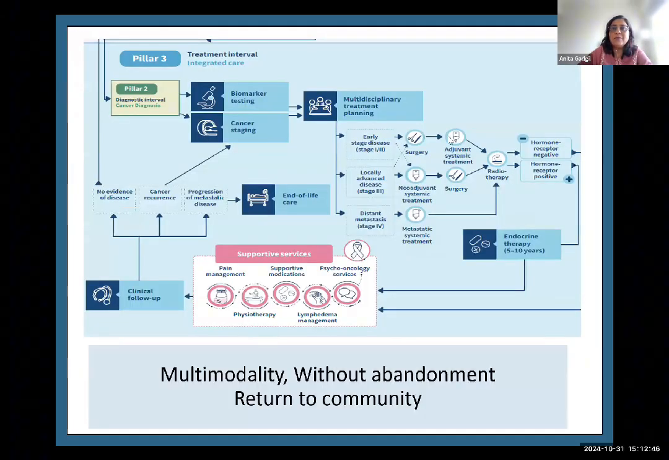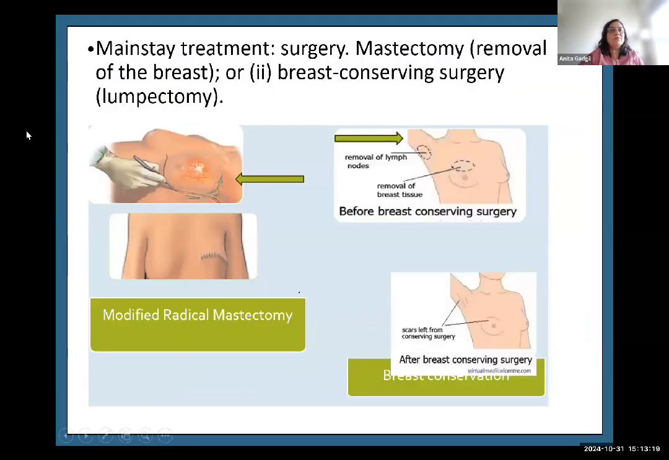This is a diagram that you are by now aware and familiar with from the first 2 presentations. This is the third pillar that I'm going to talk about. As the diagnosis is established, the patient undergoes various modalities like surgery, then adjuvant chemotherapy, and then radiotherapy. And if it is metastatic, non-curable, then the patient goes into supportive care. So we will go through this one by one. The mainstay of treatment for all breast cancer patients is surgery.